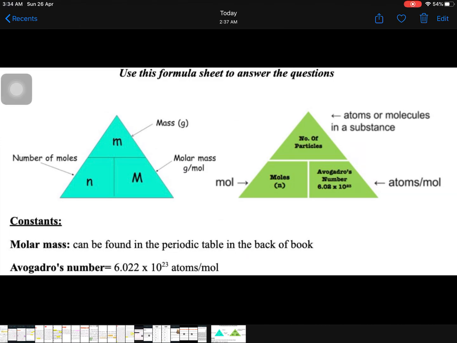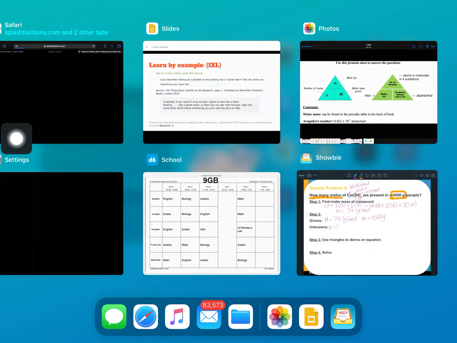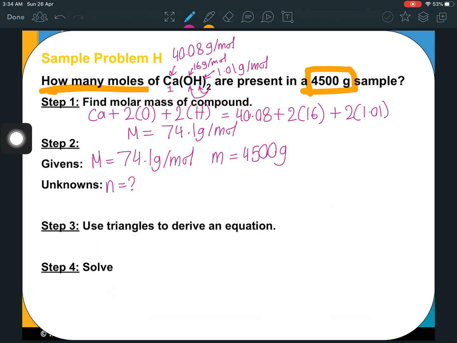I think it's pretty obvious that we're going to be using this triangle because we have all three components and because we are looking for the number of moles, which is also inside of this triangle. All right, so N is equal to little m divided by big M, because the triangle looks like this: N, m, capital M.